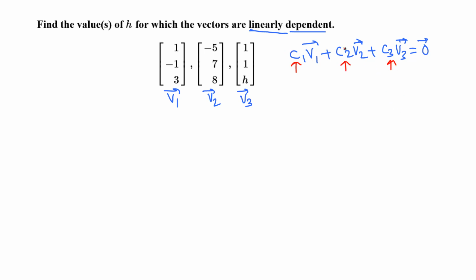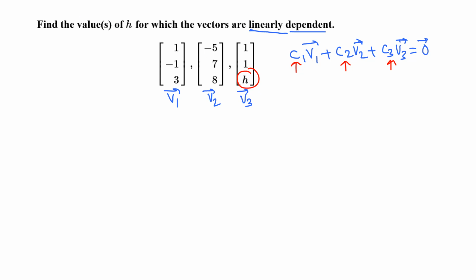Okay, 0, 0, 0 is always a solution of this homogeneous equation. But to make v1, v2, v3 linearly dependent, we need to find at least one of these three constants non-zero. So our goal is to make one of them non-zero. For that we need to find this h.